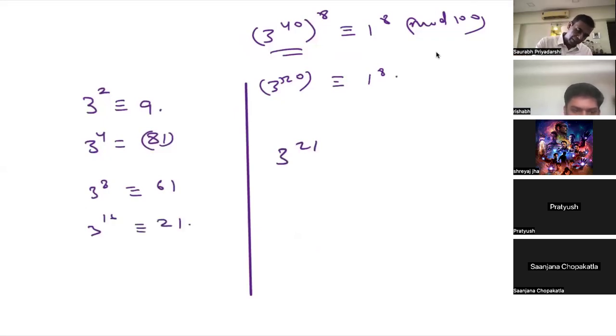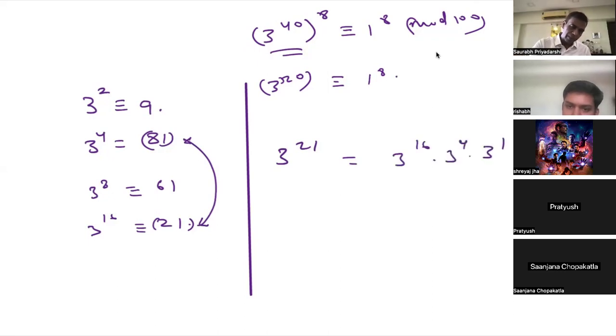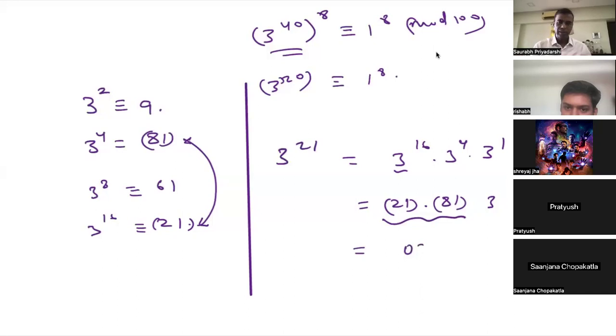Now, again, I have to go for these components. So I can write 3 to the power 16 into 3 to the power 4 into 3 to the power 1. This is giving me 21, this one giving me 81, and this one giving me 3. So what is the product of these? 3 mod 100. Is this okay?